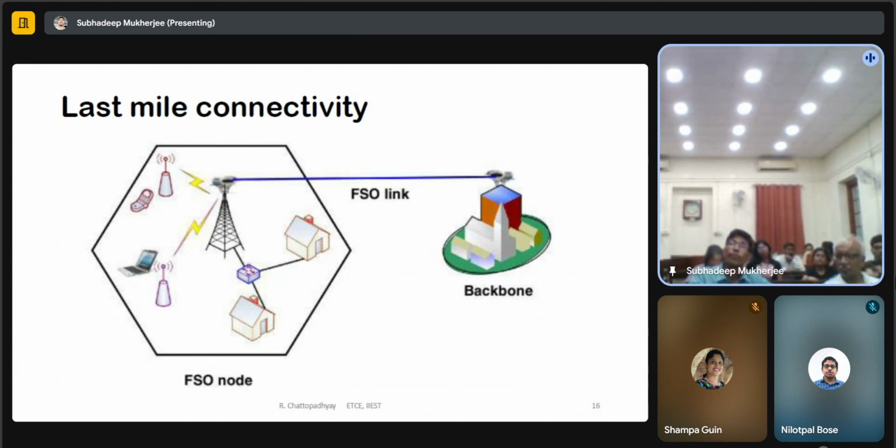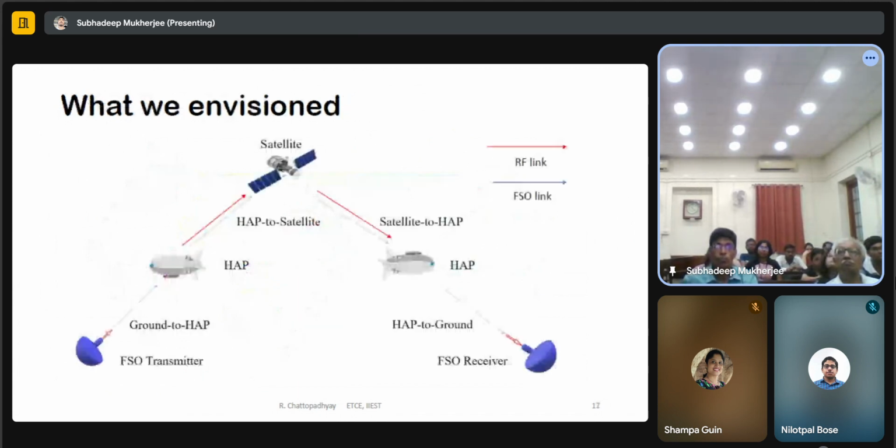If we look into the scenario of India, nowadays almost all the panchayat offices have the connection of the Bharat. So we have the optical fiber laid down to the panchayat office, but then we have a remote village where we have no access. So what we can do is take the signal from the panchayat office, convert it into a free space optical signal, and then transmit it to the distant village. For that, we have thought of this architecture.